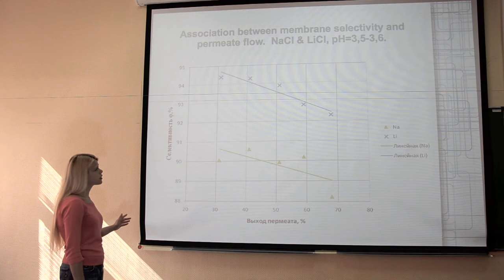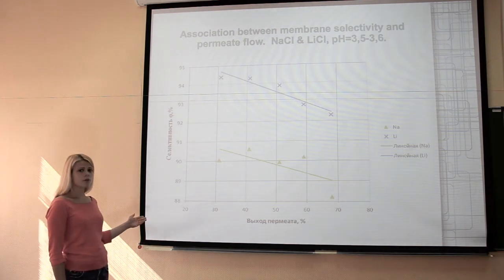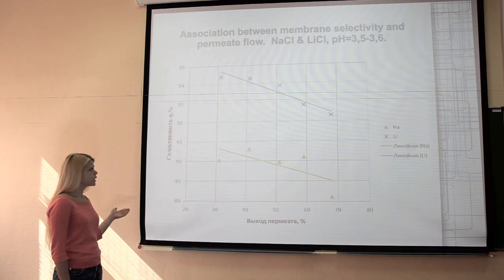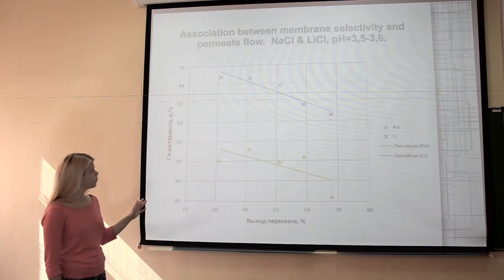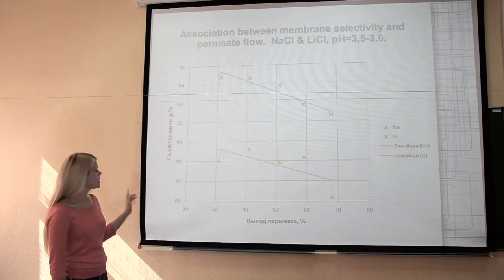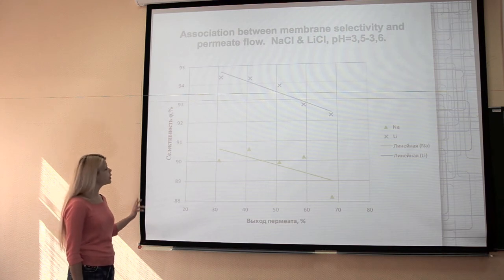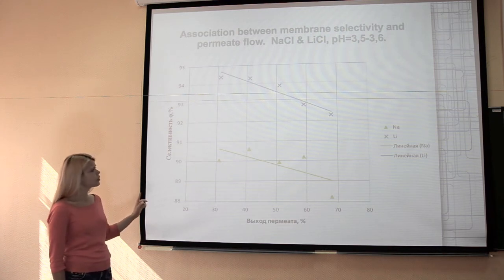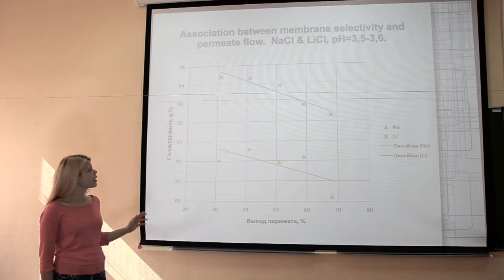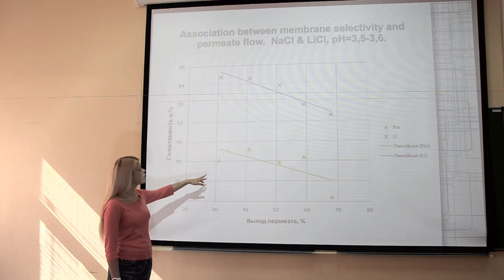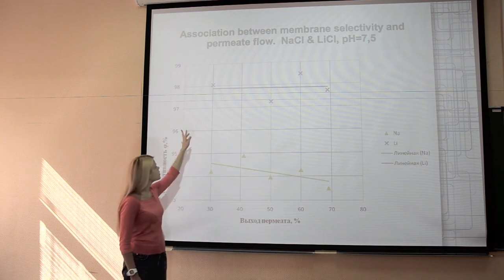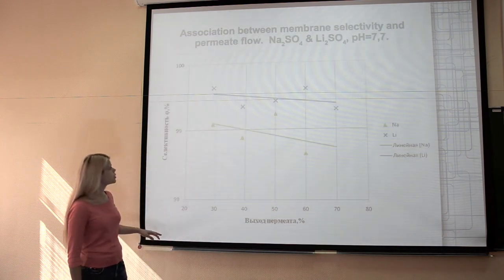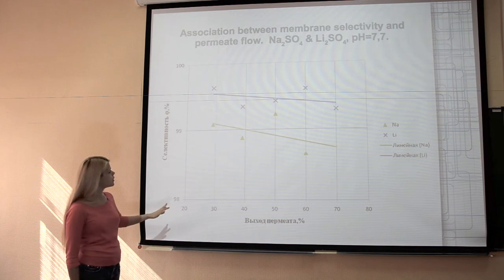Having looked at these graphs, I've come to a conclusion. First of all, in all studied cases, independently of permeate flow, the membrane selectivity for lithium ions turned out to be much higher than for sodium. Here in this slide and the next, you see sodium and lithium. Also, we can see the same situation independently of permeate flow.